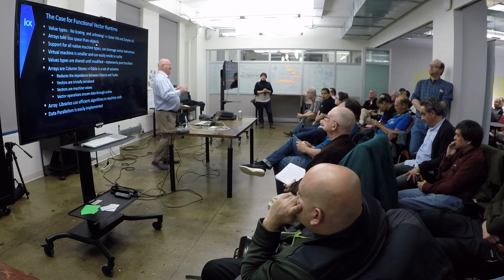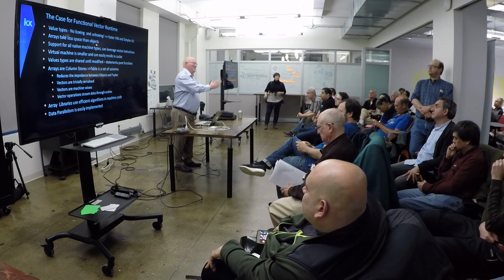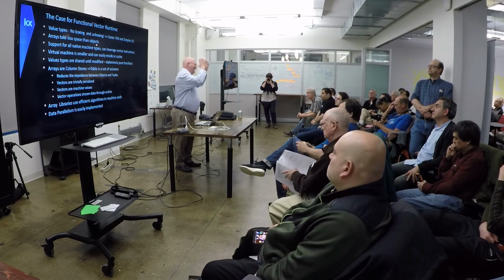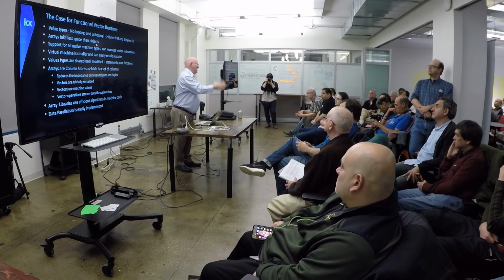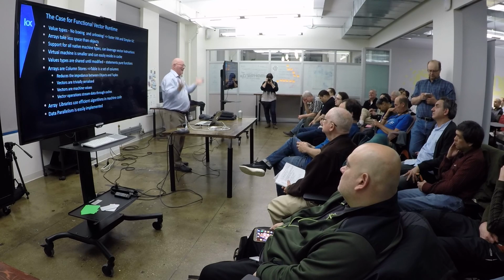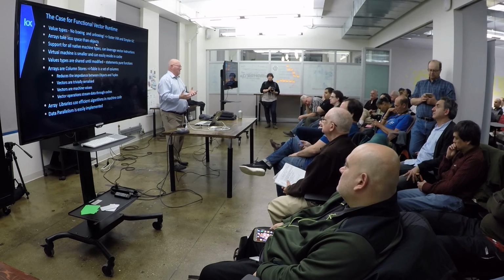You can support the native machine types because guess what? The data on the disk is rectangular, the data in memory is rectangular, the data in the cache is rectangular, and the data in the registers is rectangular. There are no funny, funky round things with headers and tag bits and everything all over. Machines don't eat objects, I'm sorry.